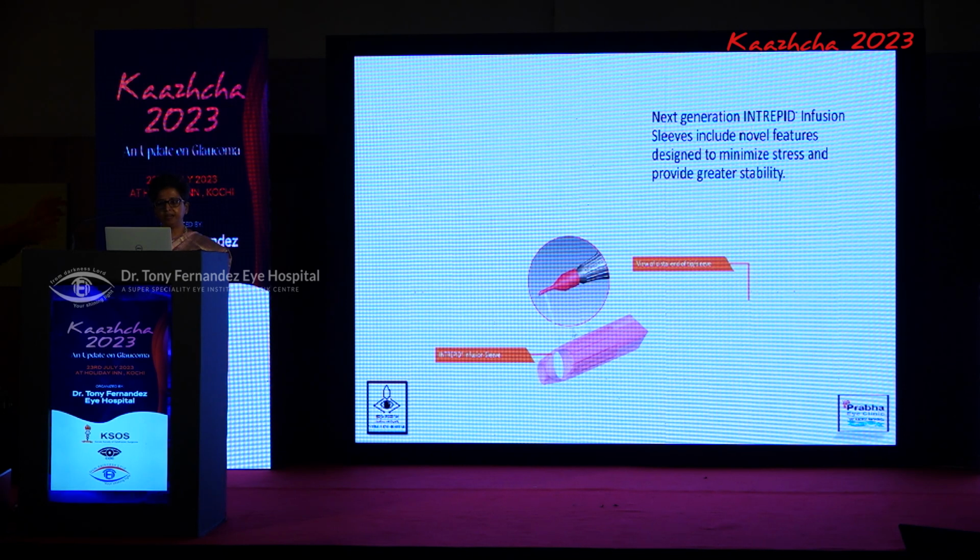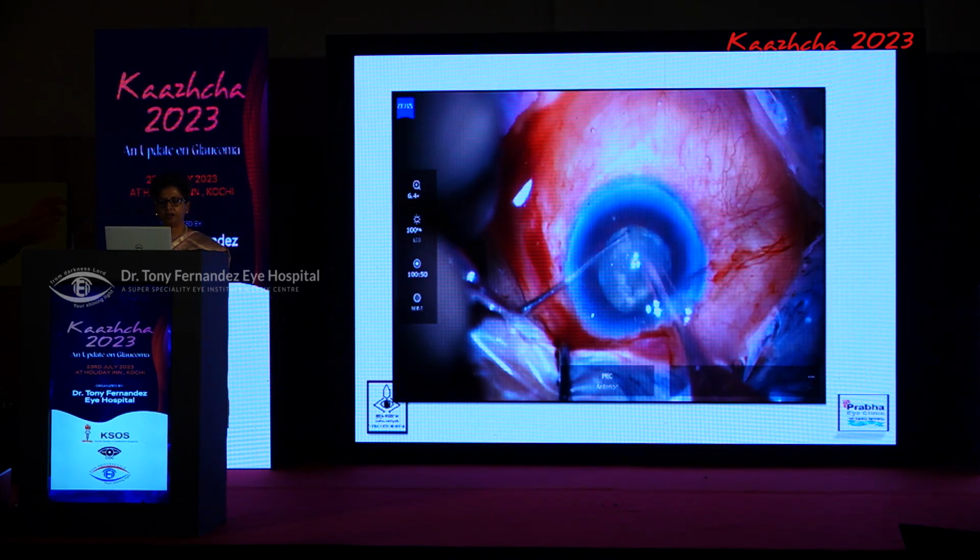And this is combined with an infusion sleeve, known as the Intrepid infusion sleeve. If you look at the cross section, there are these grooves like this. So this is not as easily compressed by the wound as it used to be without these Intrepid infusion sleeves. These two things increase the safety of the surgery, especially in these eyes with shallow anterior chambers.